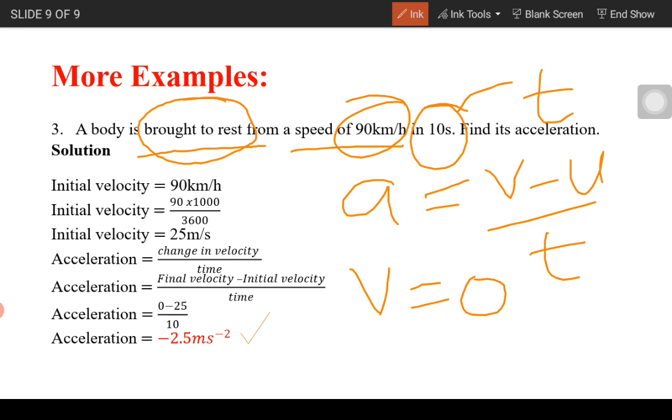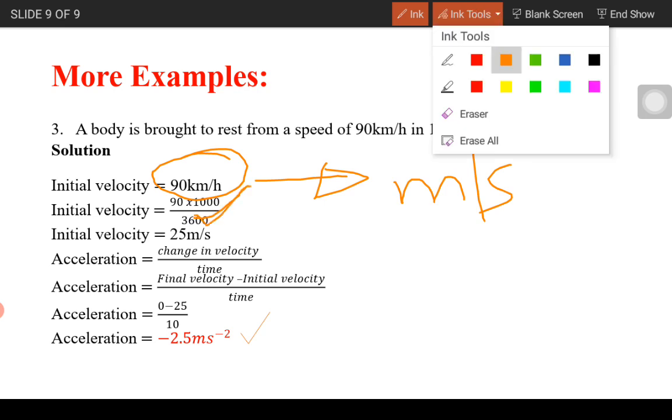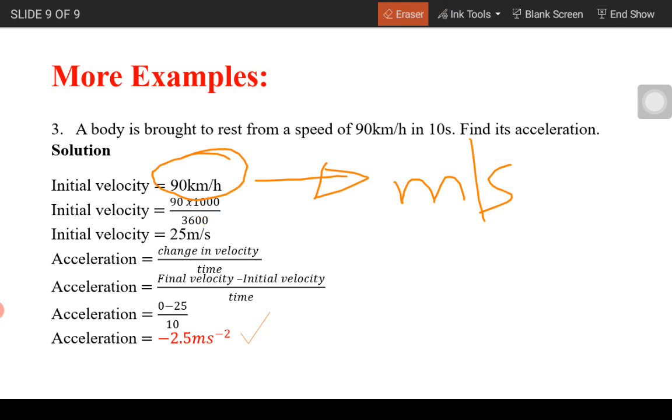But again, this is in seconds and this is in kilometers per hour. So what do we do, class? That's correct. We are going to convert 90 kilometers per hour to meters per second. We do the usual mathematics: 90 times 1000 over 3600, and you get 25.